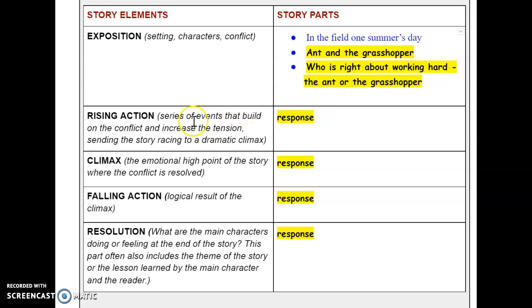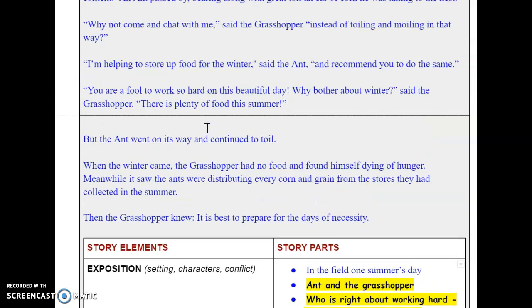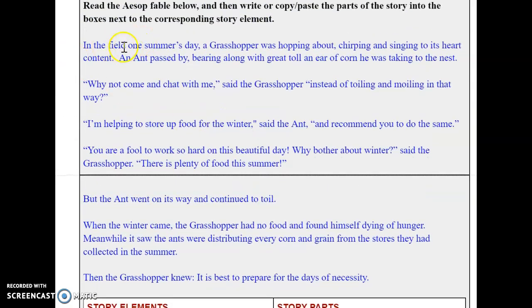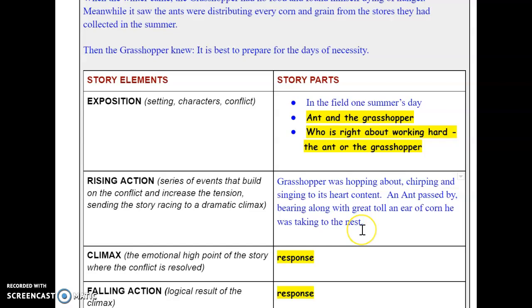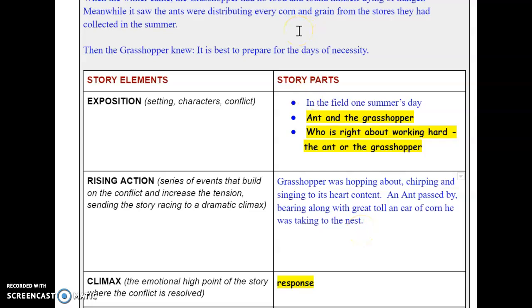Okay, so now we've got the rising action. We need to only put events that happen before we find out who is right. And as you know, the grasshopper is wrong and the ant is right. But let's just copy and paste some of the events that happened before. These are the rising actions. So here's the setting. We'll just copy and paste this for now because it's such a short story. So I'm going to say that the grasshopper is hopping along and sees the ant working hard. And what's our next one? So they're seeing each other.